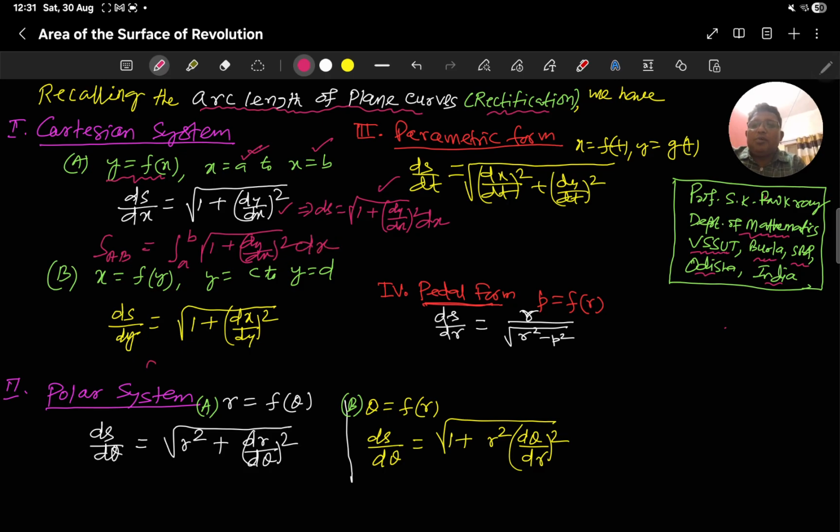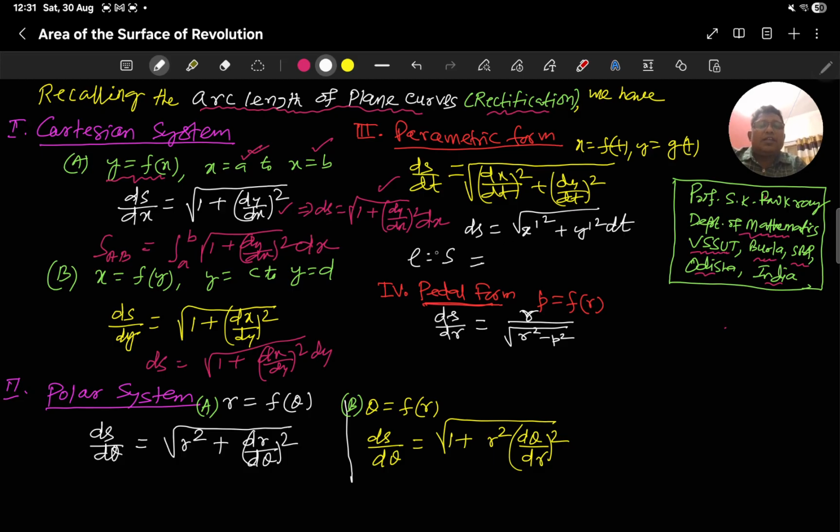Similarly, here ds will be the square root of 1 plus (dx by dy) whole square times dy. Then in the parametric system, ds will be the square root of x dash square plus y dash square times dt. Then the length of the arc, L or s, will be the integral from t1 to t2 of the square root of x dash square plus y dash square dt.